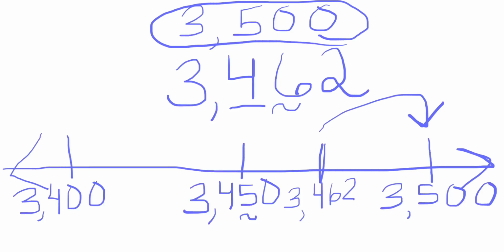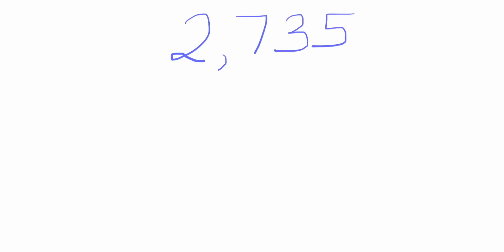Let's try another one. I'm going to go to a new screen. And this time, let's stay with a 4-digit number. Let's do 2,735. Okay, so there's our 4-digit number. And I want to round this number to the nearest tens place this time.